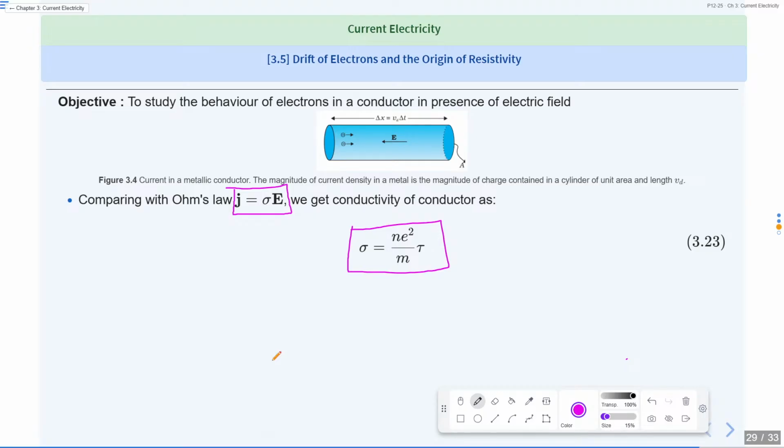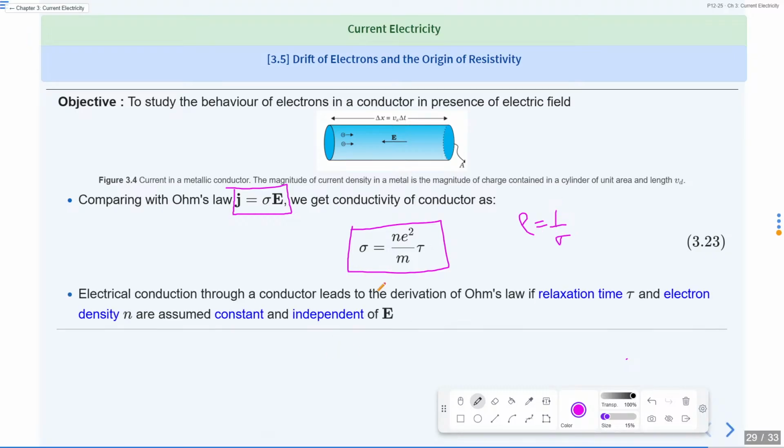Resistivity is reciprocal to it, that means 1 by sigma. So we can write resistivity as m upon n e square tau. That is for resistivity, and that is for conductivity. Questions are based on this, and we will see which type of questions. Do you have any doubt in this expression?